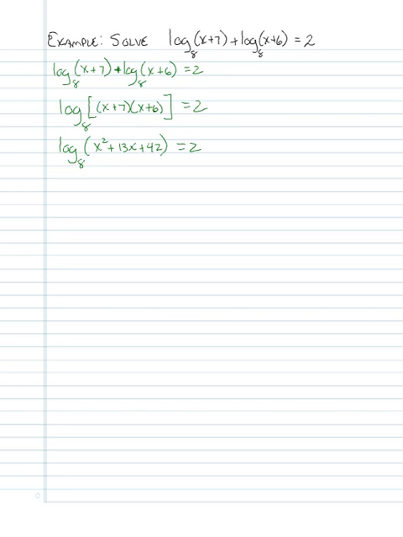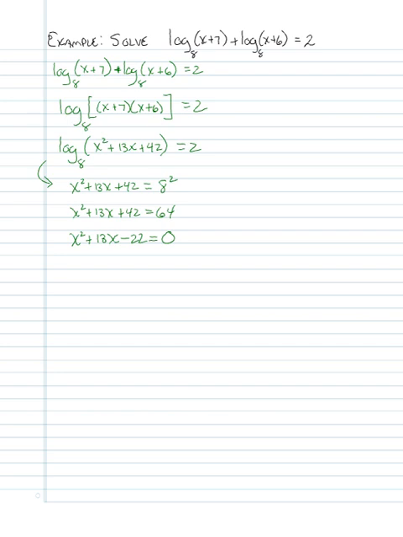So now when we do our conversion, we'll have this argument, x squared plus 13x plus 42, is equal to, in this case, 8 to the power 2, which of course is 64. Now, we're going to solve this quadratic equation, and so we need to subtract 64 on both sides. And when we do, we get x squared plus 13x minus 22, I believe, equals 0. And so there's the quadratic equation we need to solve.